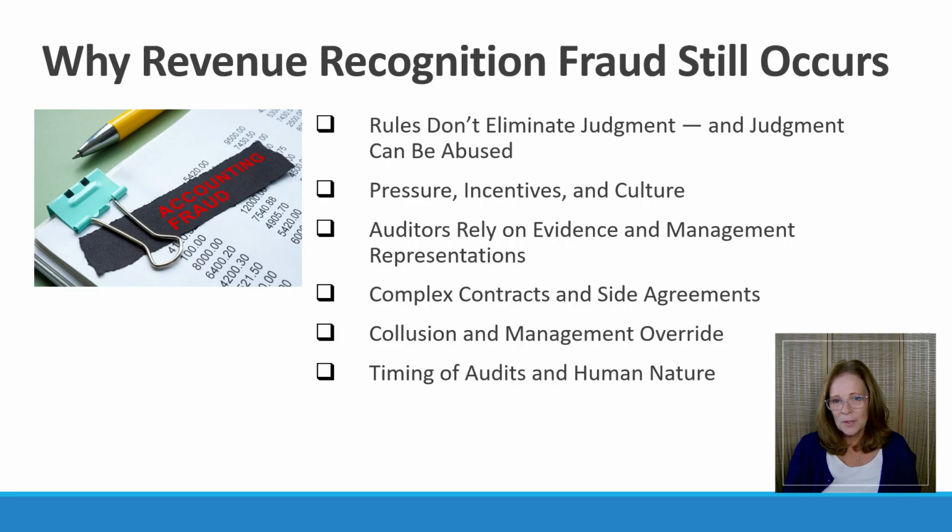Despite ASC 606, revenue recognition fraud still occurs. Here are some of the reasons. First, ASC 606 is principles-based, not rules-based. That's good because it allows flexibility across industries. But that same flexibility means management judgment is involved in estimating variable consideration, determining when control transfers, and allocating prices to performance obligations. Those are all areas that can be manipulated. If management wants to meet the numbers, they can make optimistic assumptions, and those assumptions often look reasonable on paper.